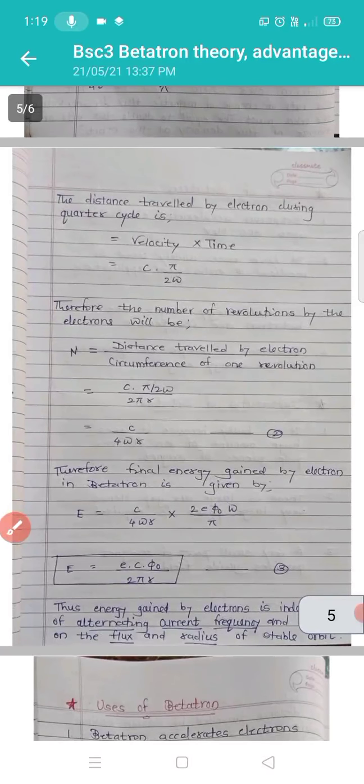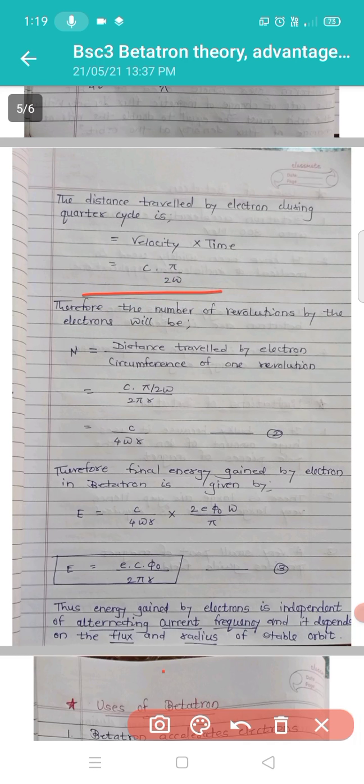Then the distance traveled by the electron during the quarter cycle is velocity into time, that is c into π/2ω. Therefore, the number of revolutions made by the electron, N, is equal to the distance traveled by the electron divided by the circumference of one revolution, that is c·π/2ω upon 2πr. Then we have the equation N equal to c/4ωr.